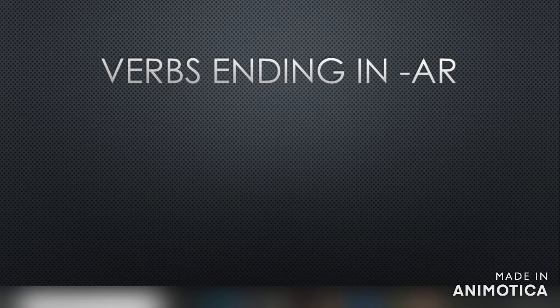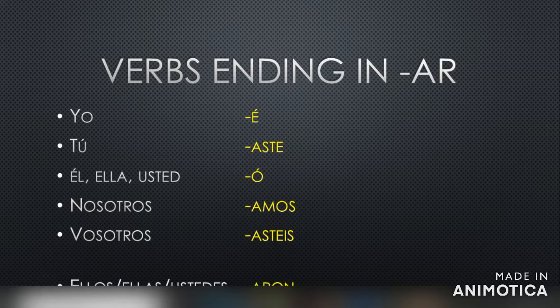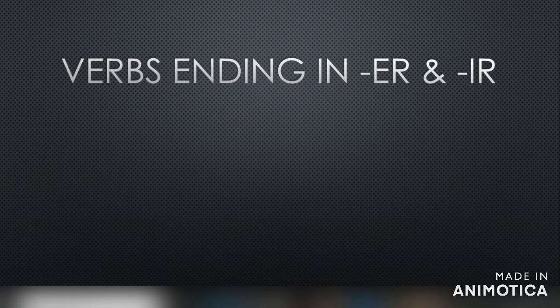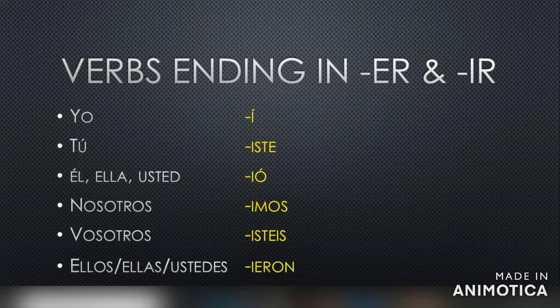Alright, so let's look at verbs ending in AR. Yo é, tú aste, él, ella, usted ó, nosotros amos, vosotros asteis, ellos, ellas, ustedes aron. Verbs ending in ER and IR, thankfully they are the same. Yo í, tú iste, él, ella, usted ió, nosotros imos, vosotros isteis, ellos, ellas, ustedes ieron.